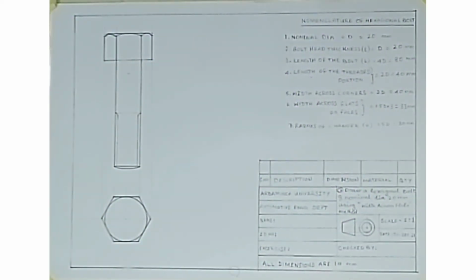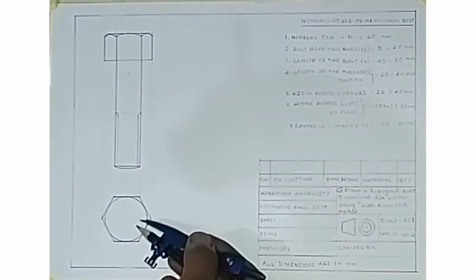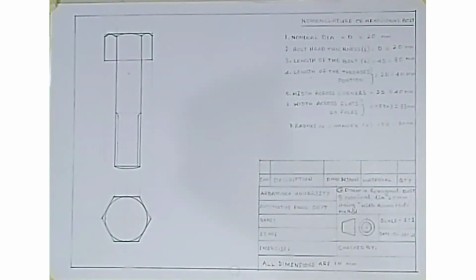Let me slightly increase the thickness of this line. Now the front view of the bolt is completed, but the top view is not yet completed. Why? Because the nominal dia of the bolt is not shown here. So let me draw the nominal dia portion and also the threaded portion, but it must be a hidden line.